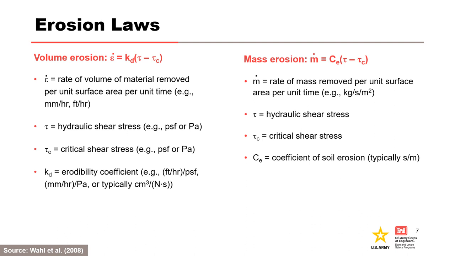Erosion can be expressed as either volume erosion or mass erosion using the excess shear equation. The erodibility parameters that define these equations are the critical shear stress along with the erodibility coefficient, which is sometimes referred to as the detachment rate coefficient for volume erosion, and coefficient of soil erosion for mass erosion.